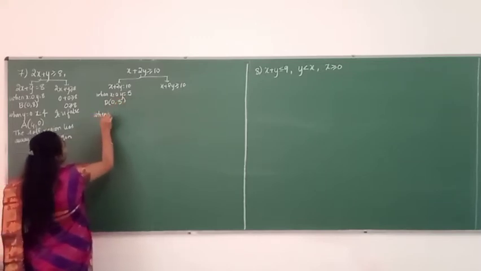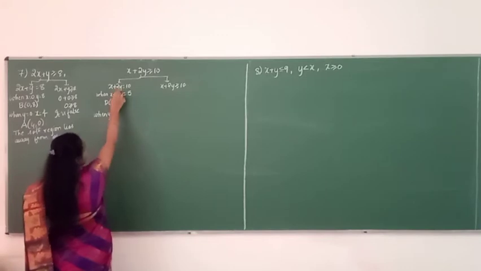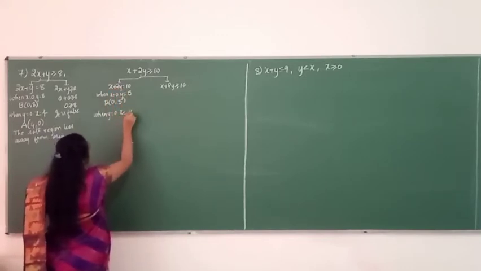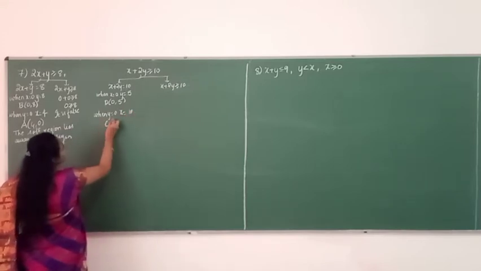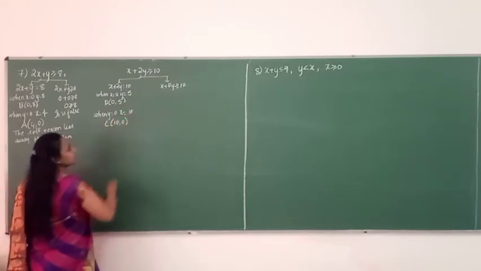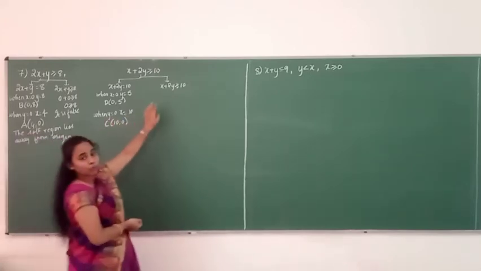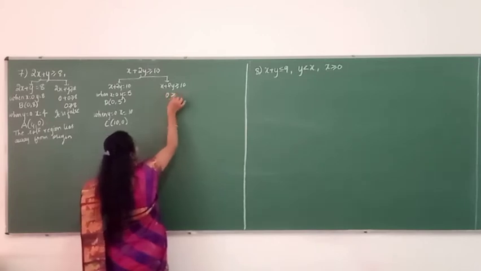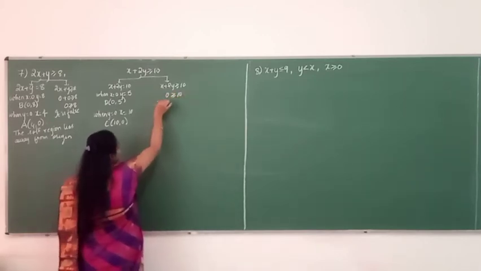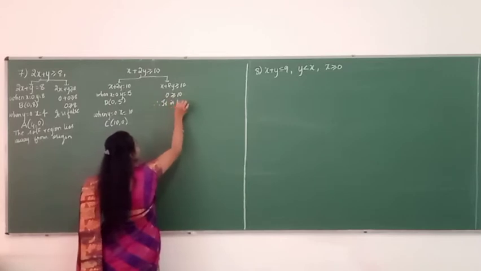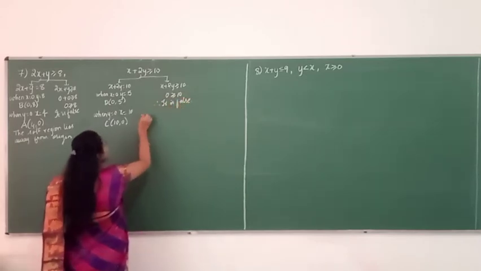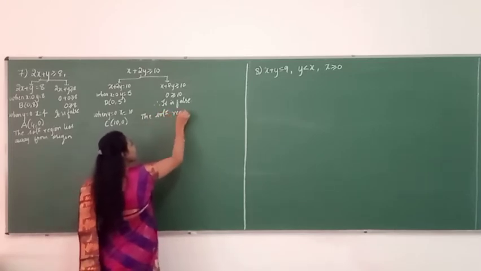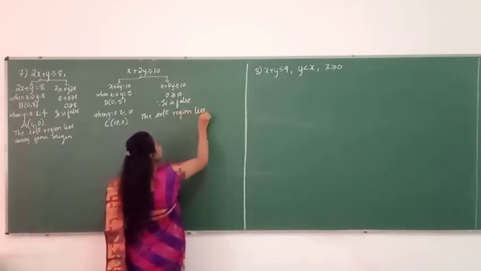Next, when y is equal to 0, you substitute 0 here. 2 into 0 is 0, so the x point is 10, which gives C as 10, 0. Next we move on with the inequality. Substituting 0, 0, we get 0 greater than or equal to 10. Obviously it is false. The solution region lies away from the origin.